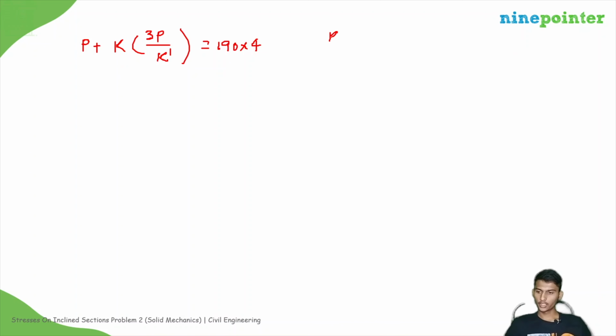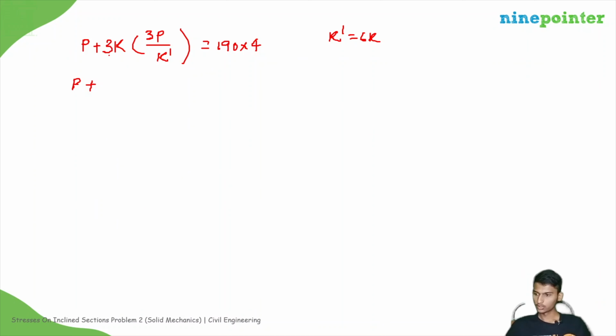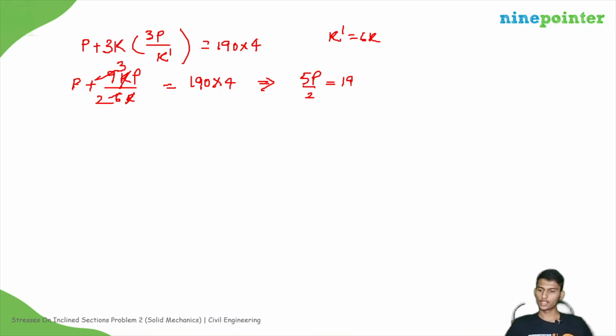We already know that K dash is equals to 6K. So P plus, sorry, this is 3K del S, and this is 3. So we get 9K P by 6K, where K cancels, equals 190 into 4. We get 3 by 2, so 5P by 2. 5P by 2 is equals to 190 into 4. We get P will be equals to 190 into 8 divided by 5 newtons.